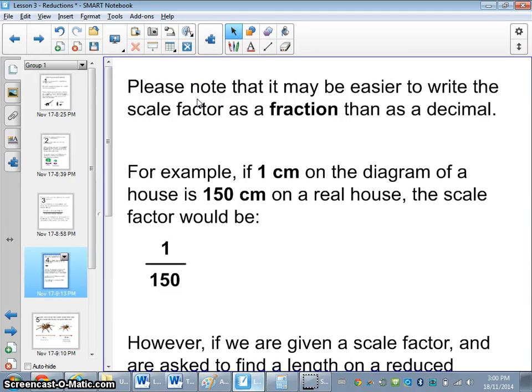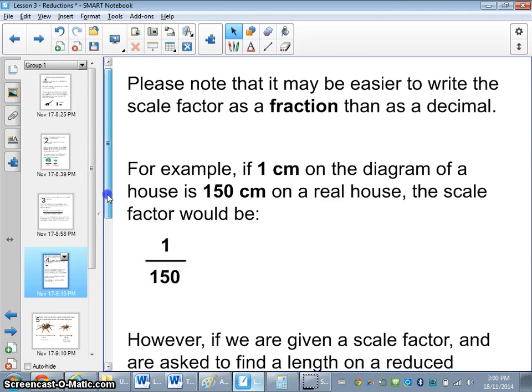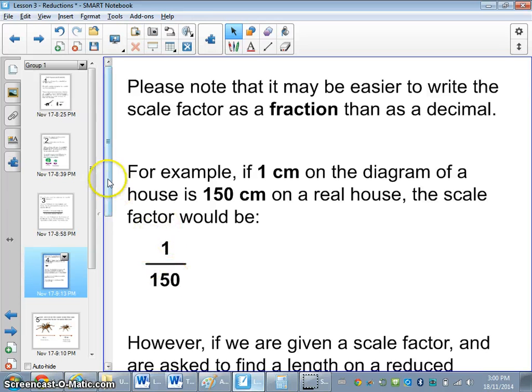Please note that it might be easier to understand what's going on when we write the scale factor as a fraction rather than a decimal. So for example, if we have 1 centimeter on the diagram of a house, and that equals 150 centimeters on the real house, then the scale factor would be 1 over 150. On the diagram is 1, on the real house is 150.